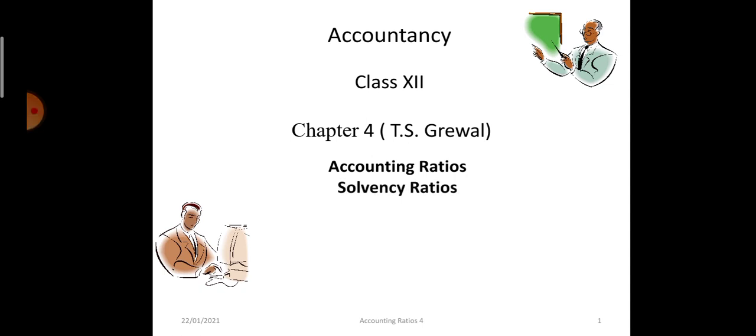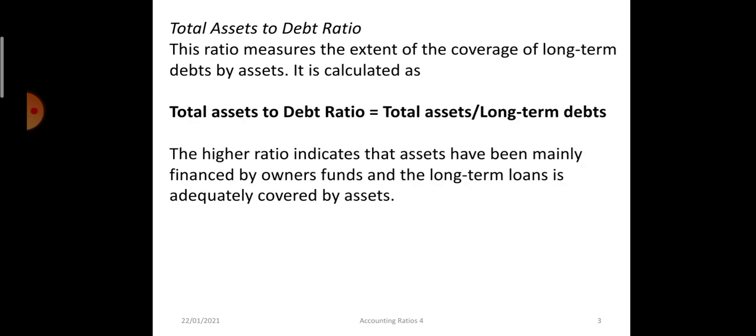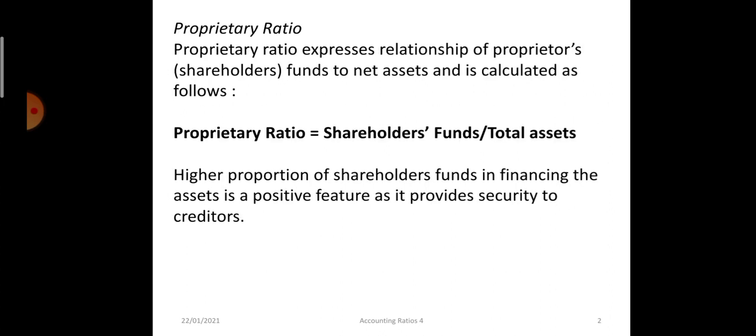We are discussing solvency ratios for chapter 4. We had already discussed debt equity ratio. Today we will be discussing proprietary ratio and total asset to debt ratio. First, let's discuss proprietary ratio.